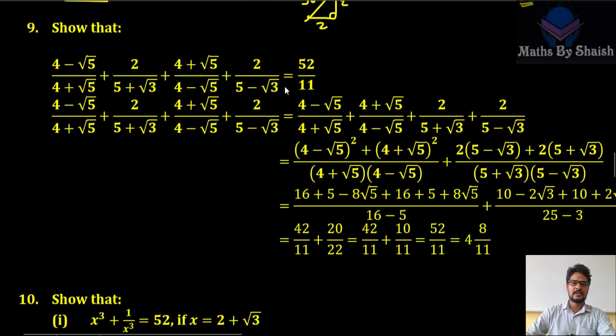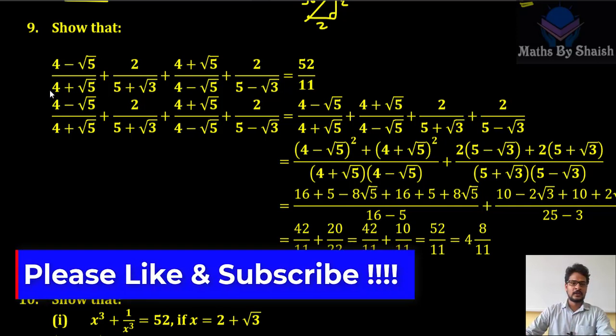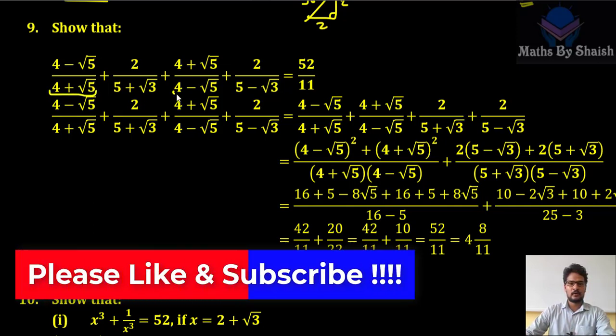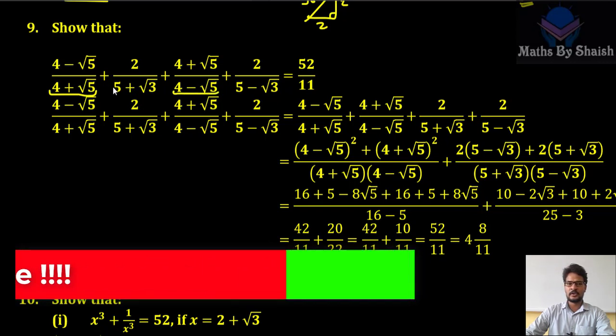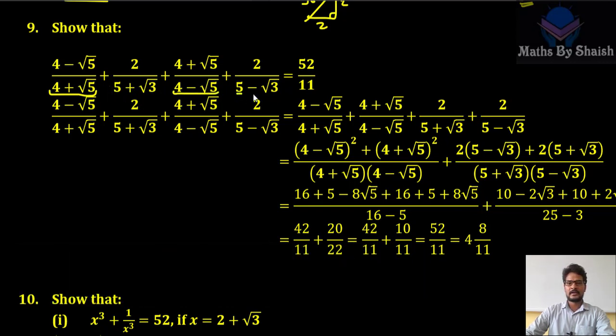Show that this equals 52 by 11. So again, we have denominators as irrational numbers. So first of all, we will find if we can get the denominators as rationalizing factors of each other. And we can see 4 plus √5 and 4 minus √5 are rationalizing factors of each other. 5 plus √3 and 5 minus √3, again rationalizing factors of each other. So we will collect them together, and it is plus everywhere. So we will write these two together, first and third term, and second and fourth term together.